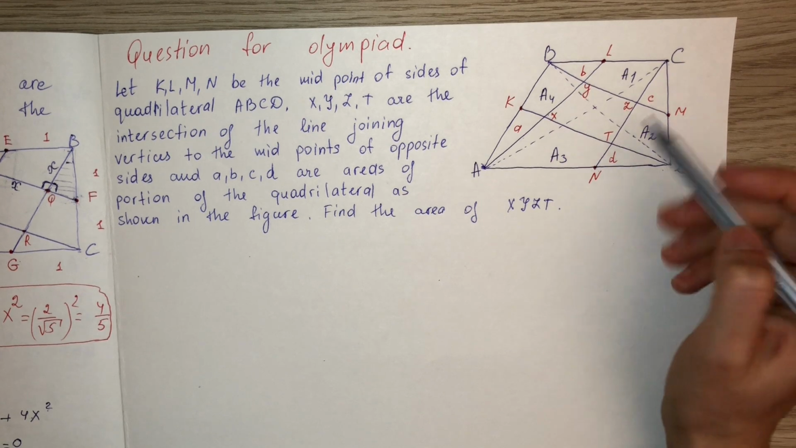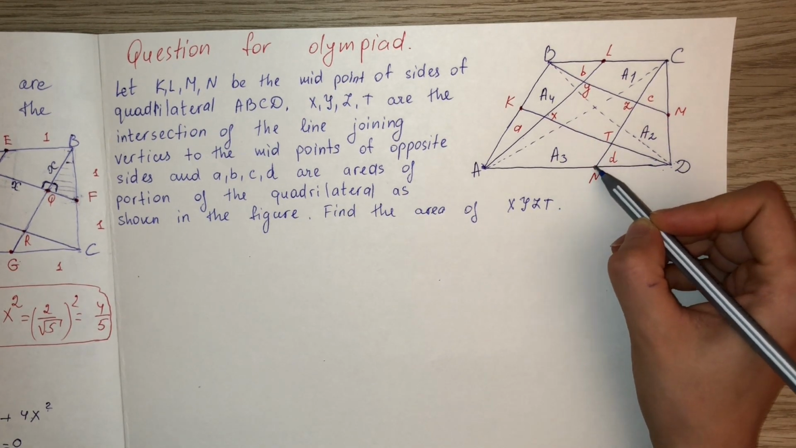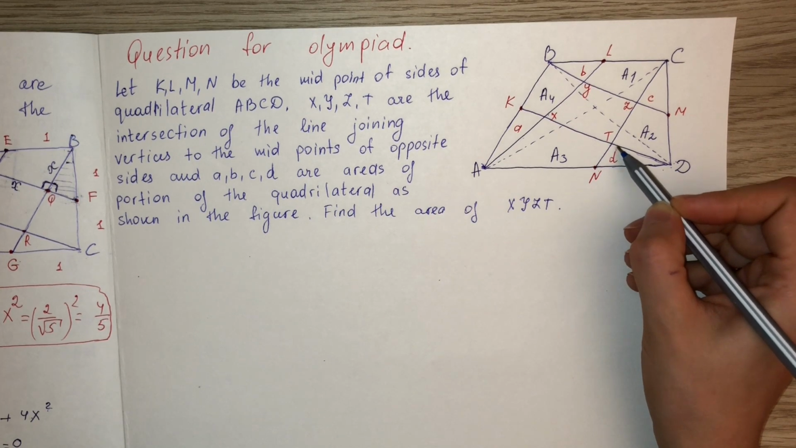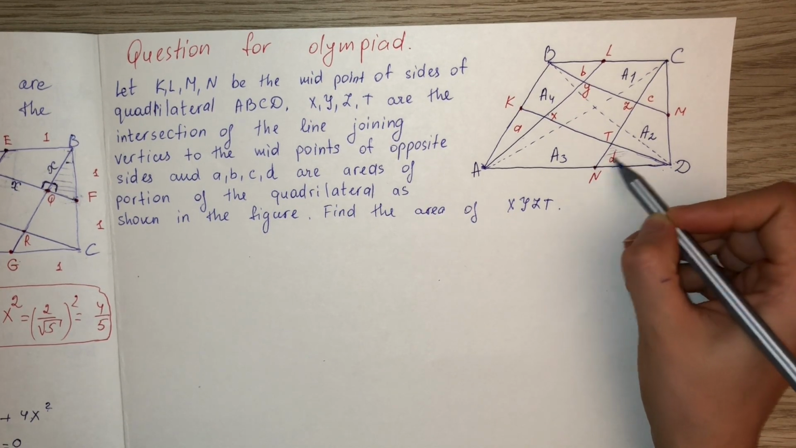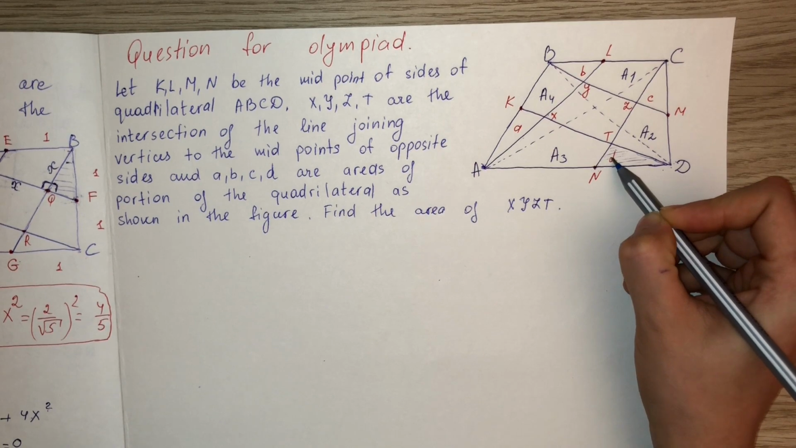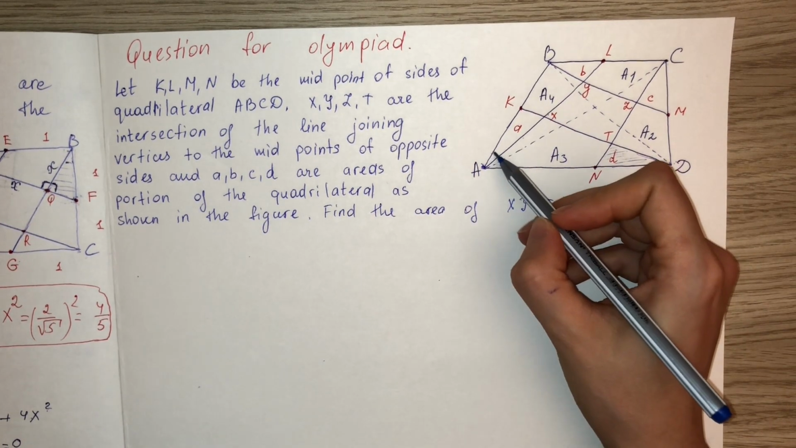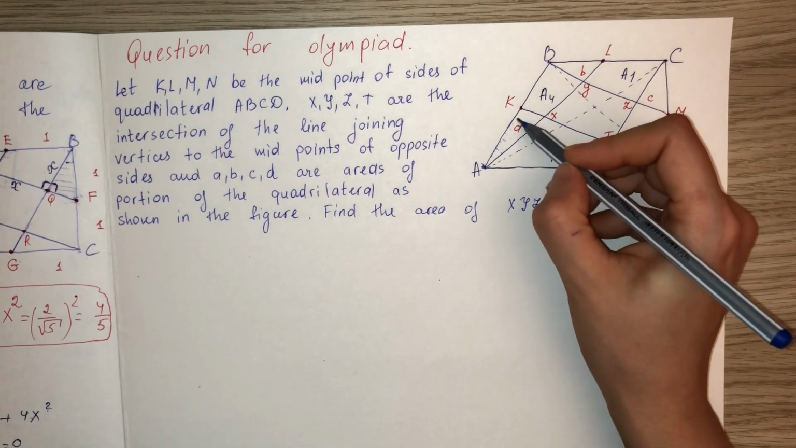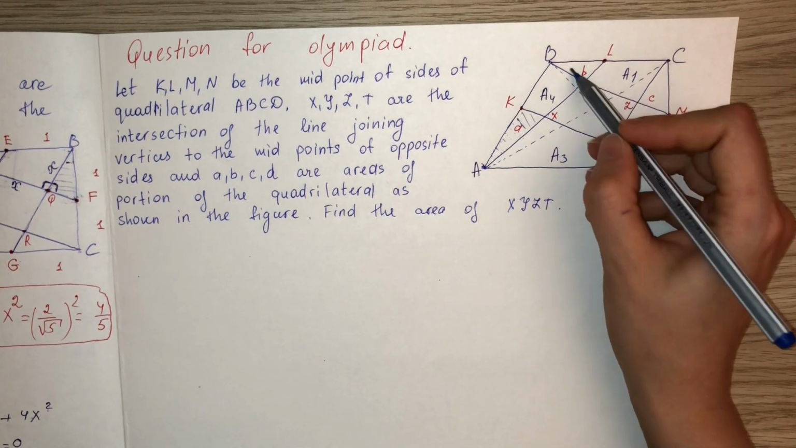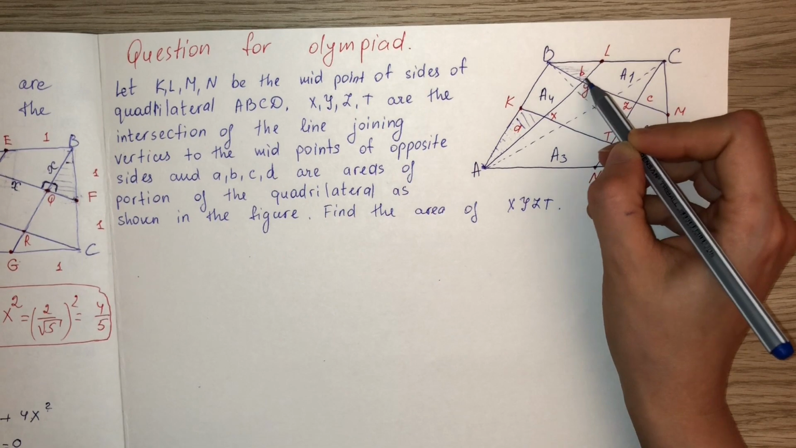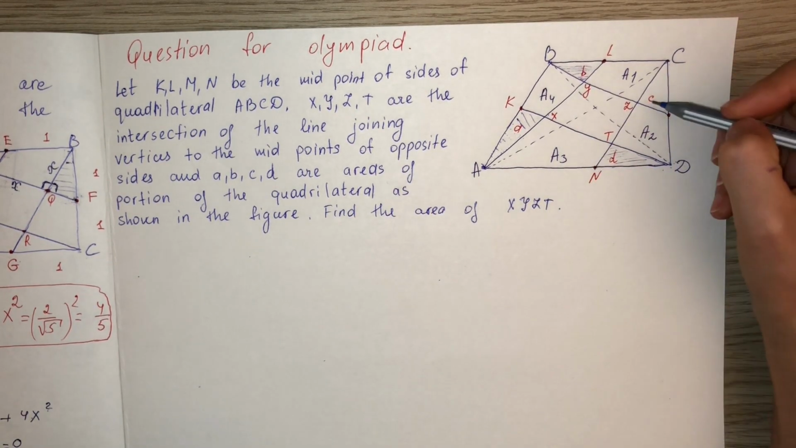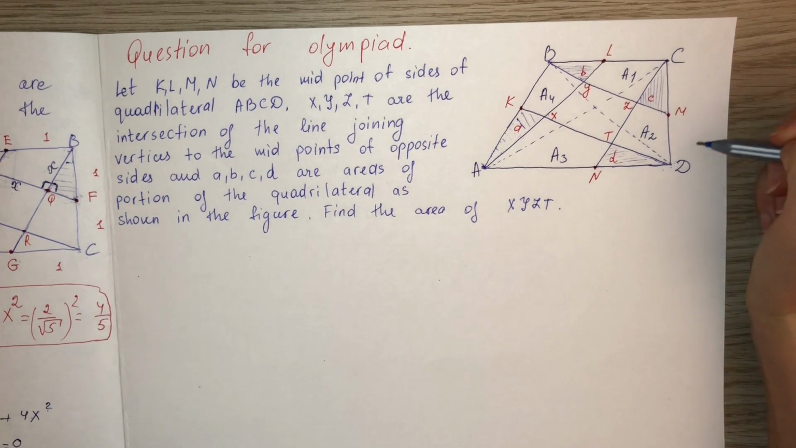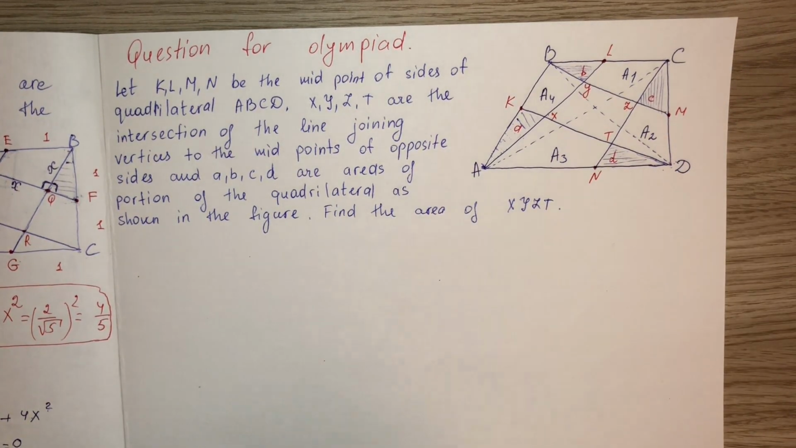And here we have little triangles. The area of this triangle is D. The area of that triangle is A. The area of this triangle is B, and the area of this triangle is C, as you see.